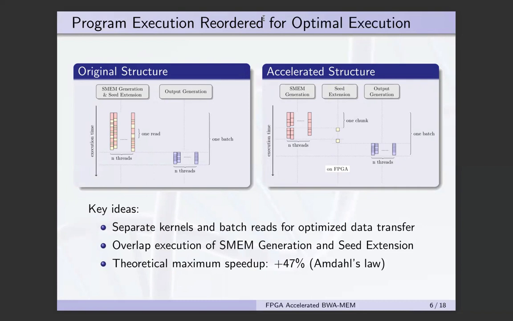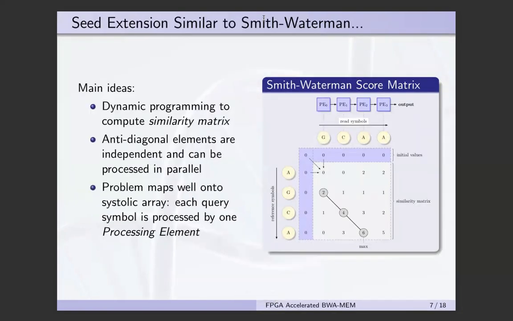And then once we have a significant amount of seeds generated, we copy these seeds to the FPGA, and then we perform a number of different seed extension steps on the FPGA in parallel. And after all the seed extension steps are finished, we move ahead to the output generation on the CPU. Now we discuss a little bit the way the seed extension function happens.